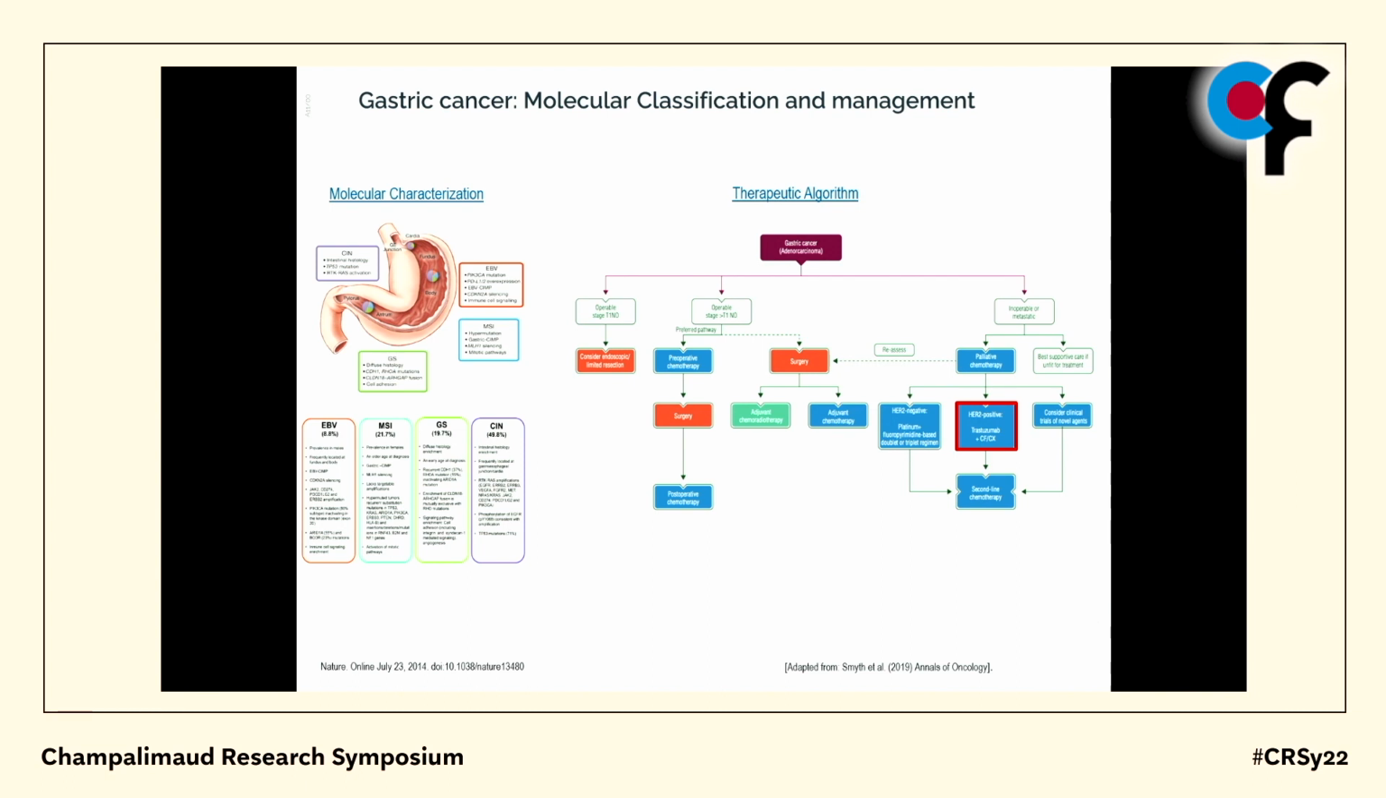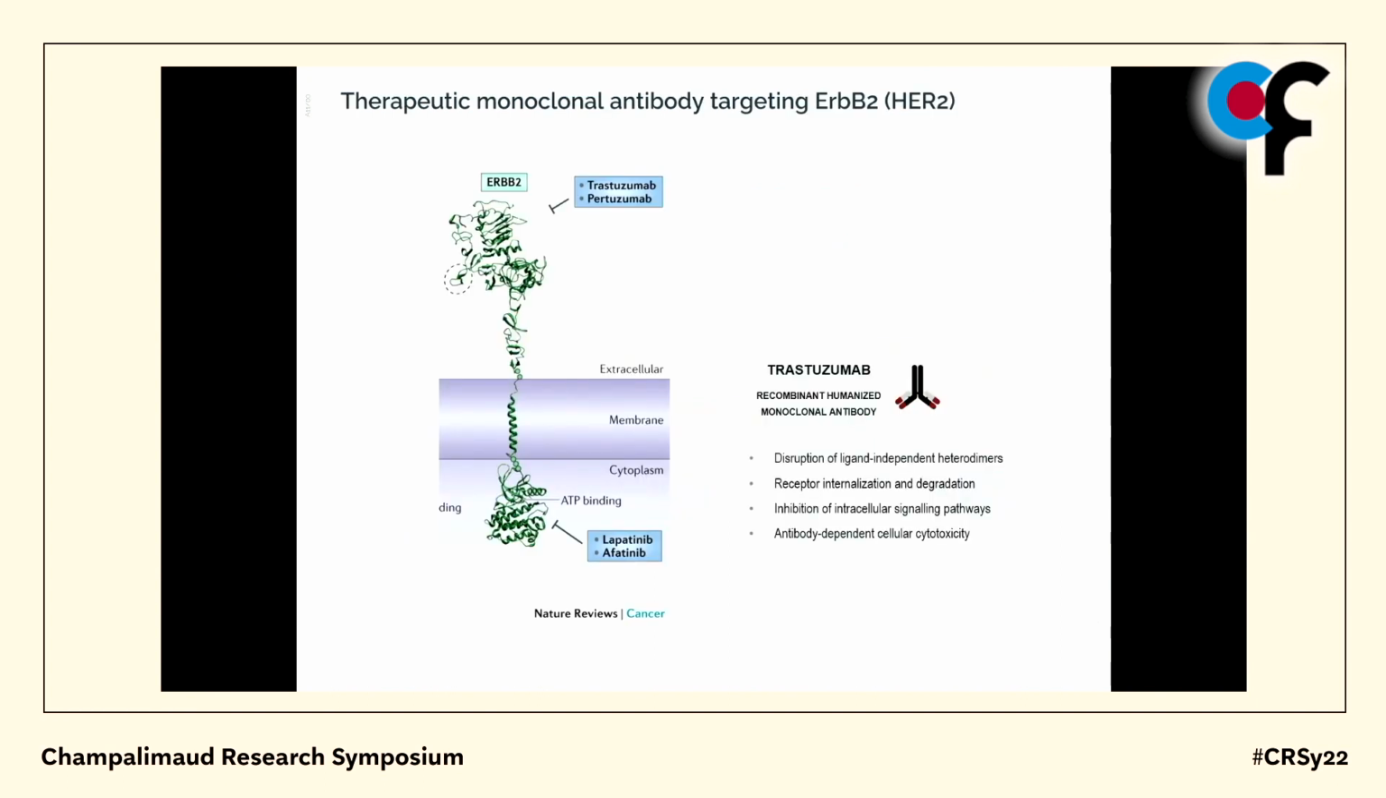And in advanced tumors, some of them are positive for ERBB2, and there is an approved treatment using trastuzumab. I don't need to mention, but as you know, trastuzumab is a humanized monoclonal antibody that targets this receptor, and it acts by disrupting the ligand-independent heterodimers that can form in the tumor cell. It causes receptor internalization and degradation, inhibits intracellular signaling, and also induces ADCC.